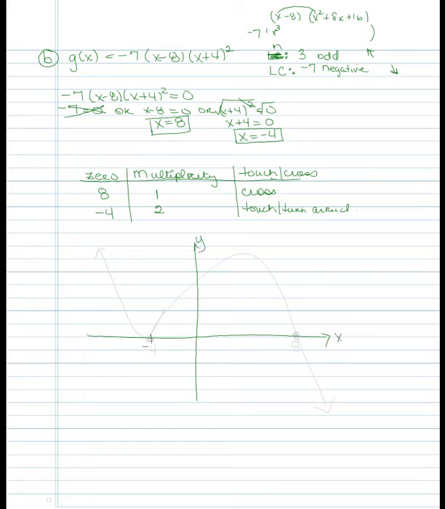Here is -4. Here is 8. So at 8 it is going to cross, and we know that it's going downward. So it crosses at 8, and then it's going to touch at -4. I mean, this is very rough, but just so that you can see, it looks something like that.